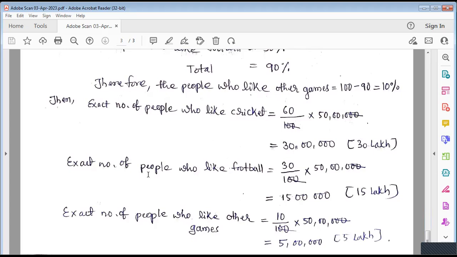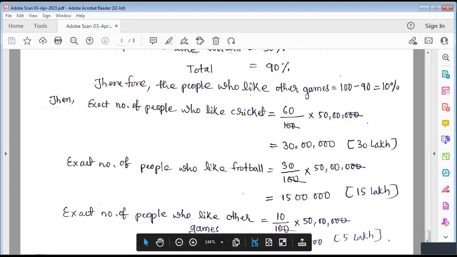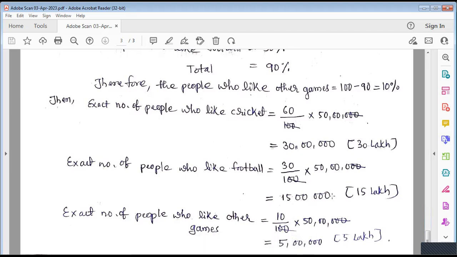Next, what is the exact number of people who like football? So 30% of the 50 lakh like football. So 30% you express as 30 by 100 into 50 lakh. Again, two zeros get cancelled. 3 into 5 is 15, and write the 5 zeros. So this is 15 lakh. That means 15 lakh people like football.